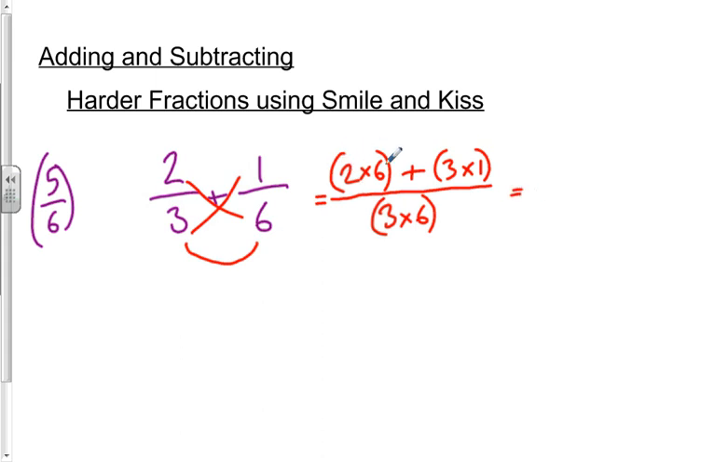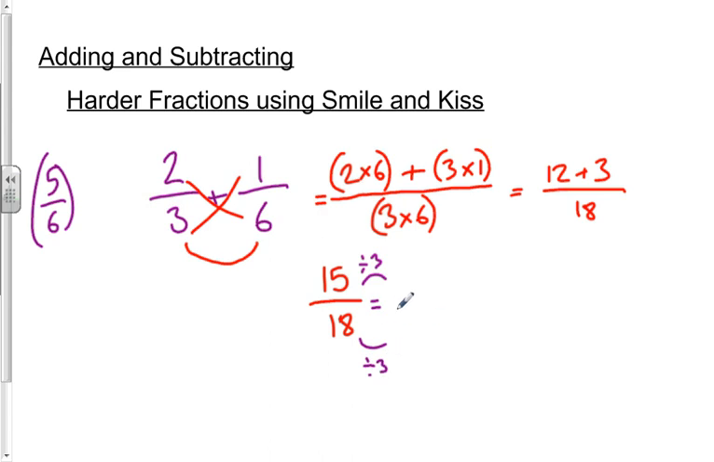Keeping that in mind, we've got 2 times 6, which is 12, plus 3 times 1, which is 3, all over 3 times 6, which is 18, and that gives us 15 over 18. Now you can see that that's not the same number, but we can simplify. Both of these are in the 3 times table. We can divide the top and the bottom by 3. And remember, I'm showing every step, and in your working, you might not need to show each of these.